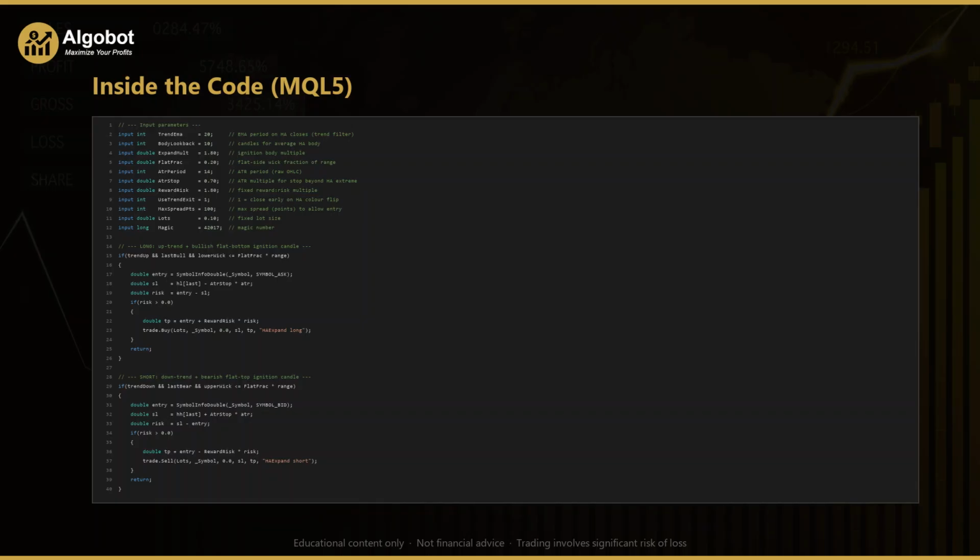If trend down and last bear, and the upper wick is at most flat frac times the range. It takes the bid as entry, sets the stop above the Heikin Ashi high plus ATR stop times ATR, and places the take profit at entry minus reward risk times risk, then calls trade.sell. Notice how both sides carry a fully defined stop and target the very moment the order is sent, so every trade has a known reward-to-risk profile from the start.